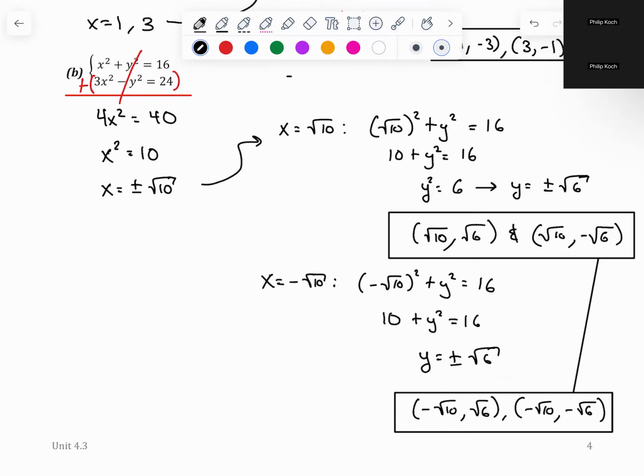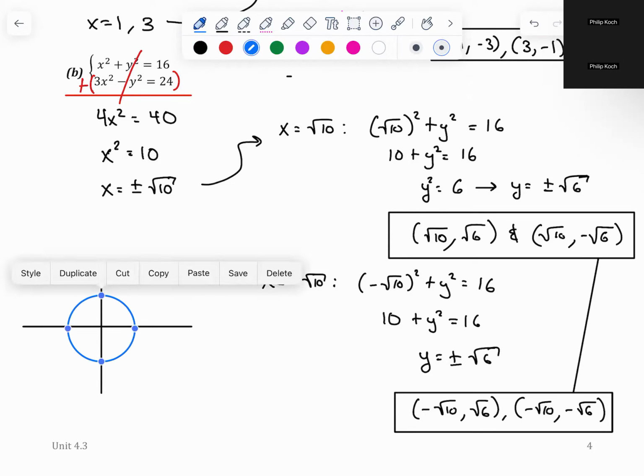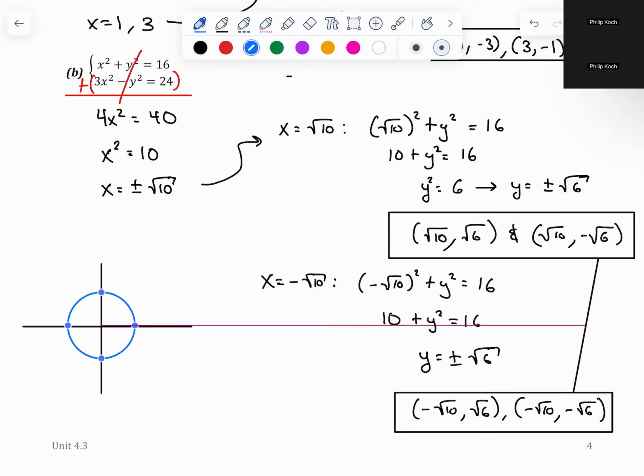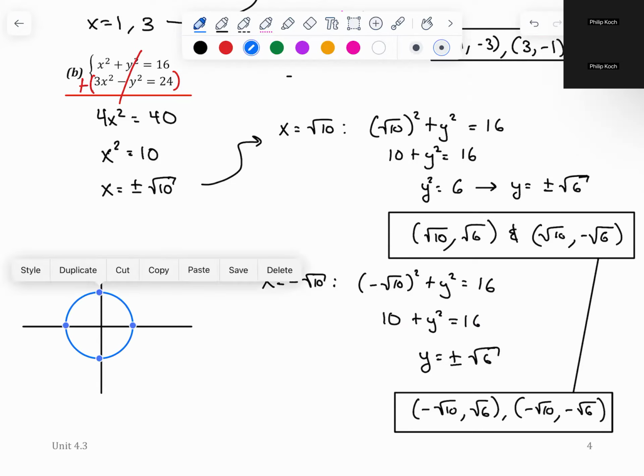x squared plus y squared equals 16. That's a circle centered at the origin with radius 4. And so if you were to graph these things, here's that circle. Center yourself at the origin. There we go. So this is x squared plus y squared equals 16.